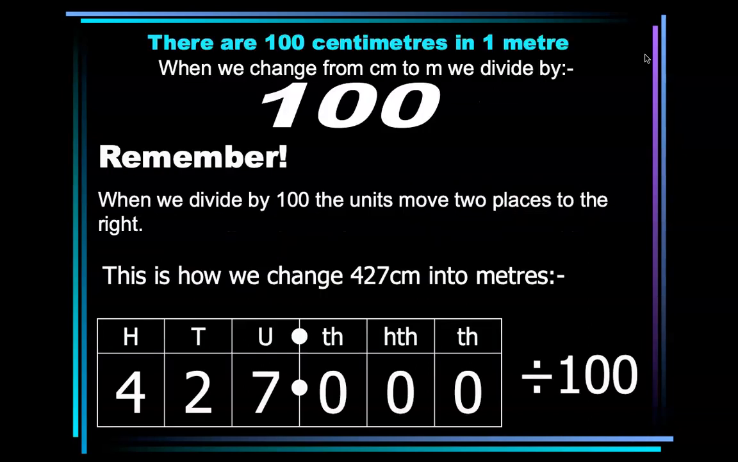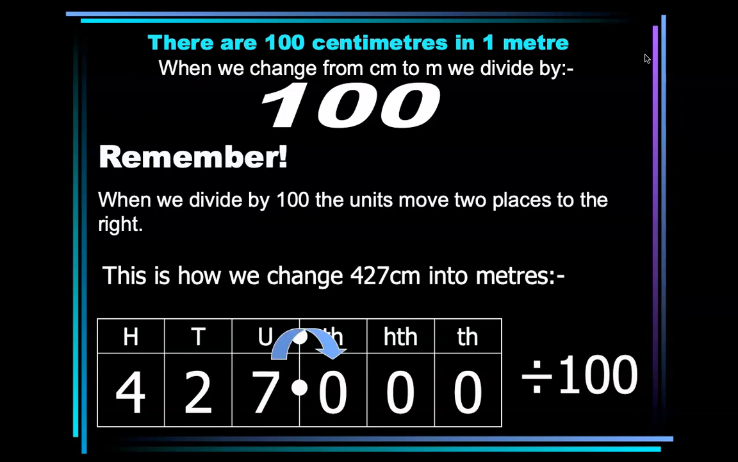So let's have a look at what we would do with centimeters and meters. We know that there are 100 centimeters in 1 meter. So to get from centimeters to meters, we divide by 100. Now, when we divide by 100, as you can see on the screen, we're looking at 427 centimeters. How many meters is that? I've got my numbers in my place value columns. So 400 in the hundreds, 20 in the tens, and 7 units in the units column. Obviously nothing in the tenths, hundredths, or thousandths column after the decimal.